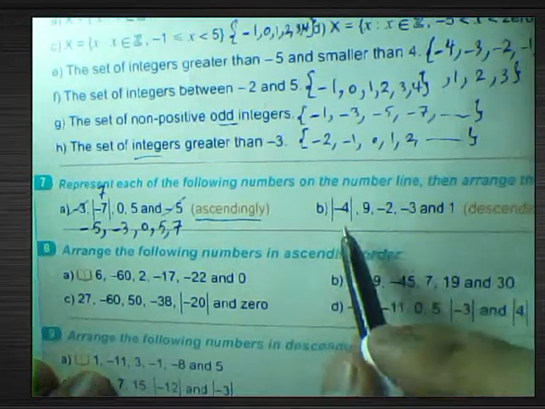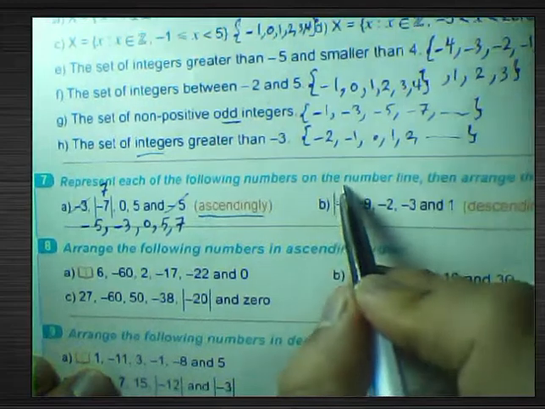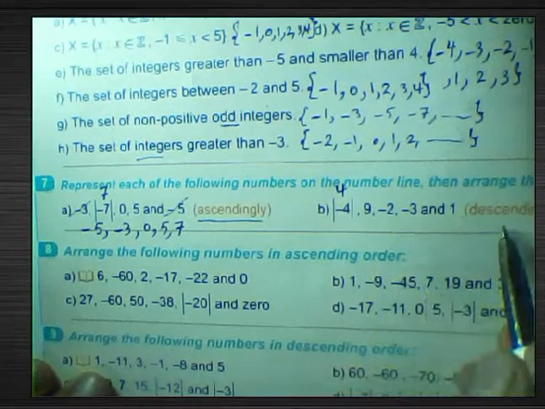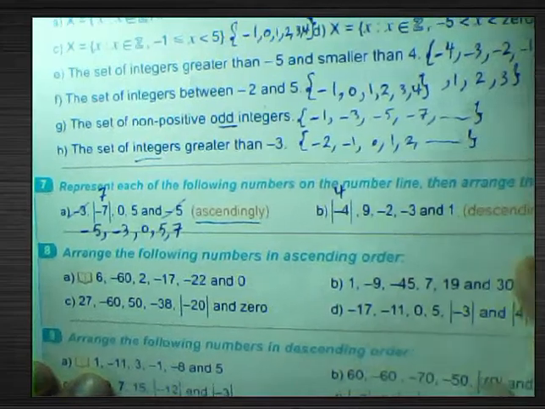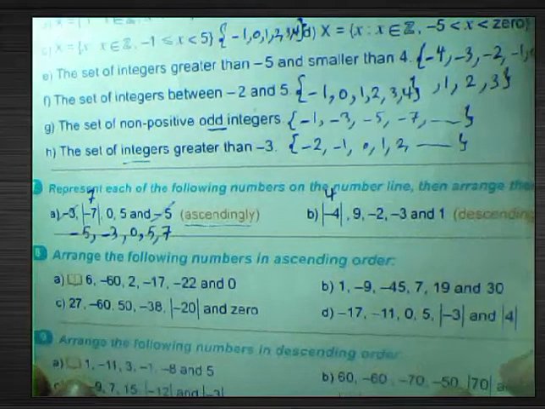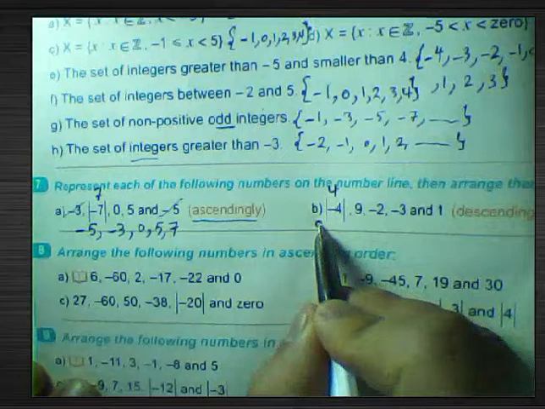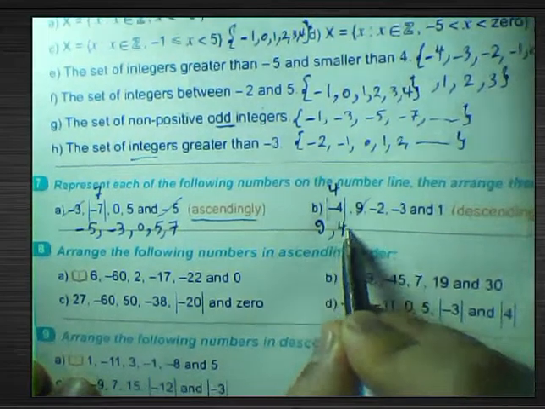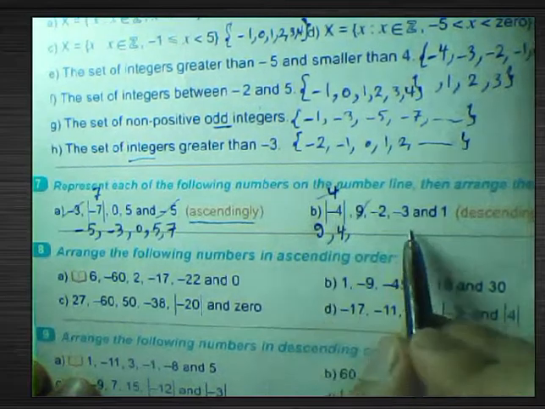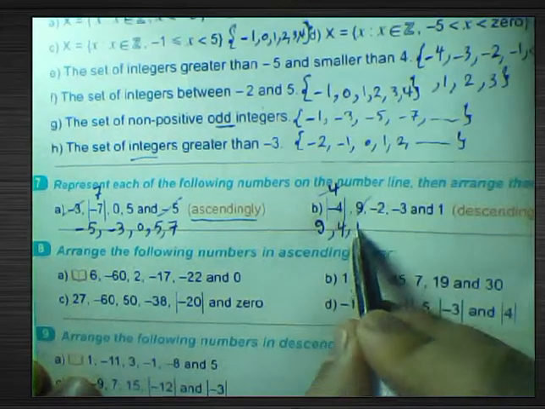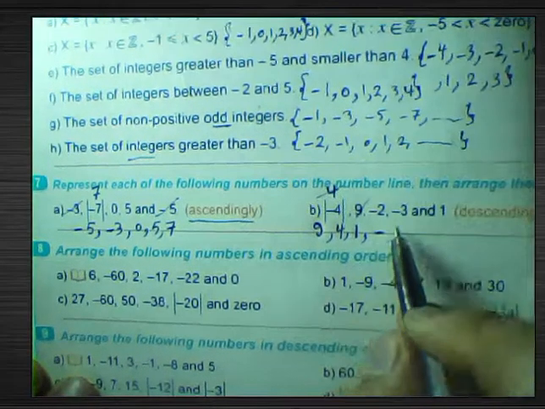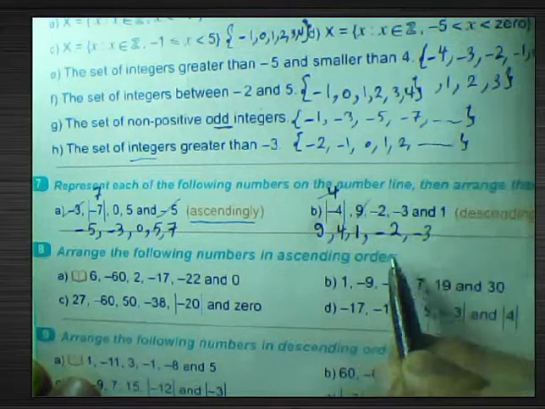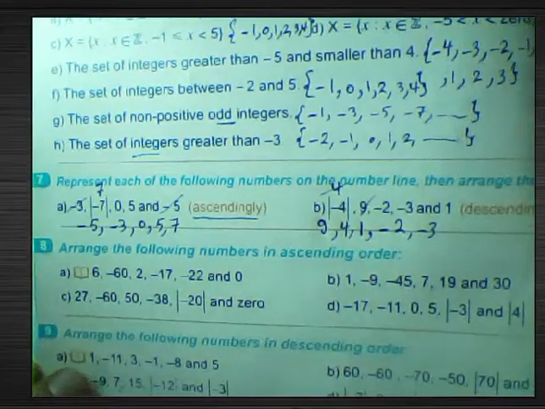First, we can find the result of the absolute value of -4, which equals 4. The order is descending, from greatest to smallest. We can write 9, 4, 1, -2 and -3, because -2 is more than -3.